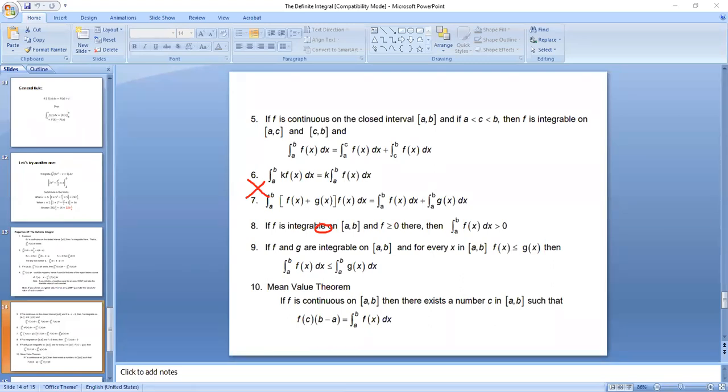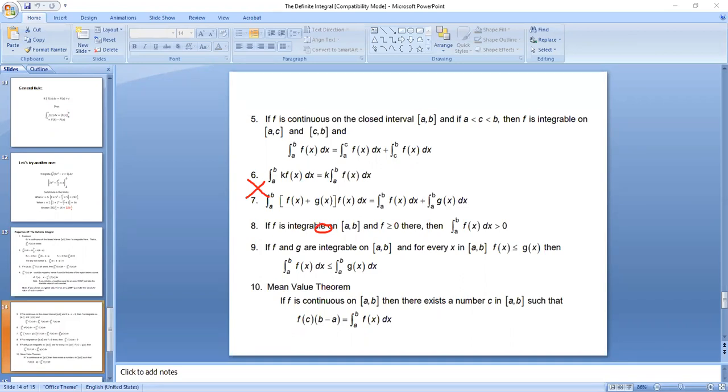Now we go to the second to the last. If f and g are integrable on the interval AB, and for every x in AB, f of x is less than or equal to g of x, then the integral of f of x from a to b is also less than or equal to the integral of g of x from a to b.